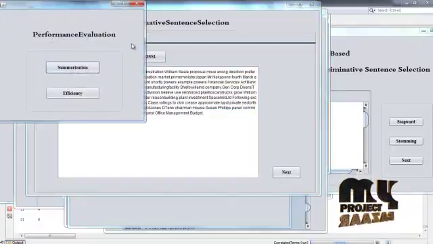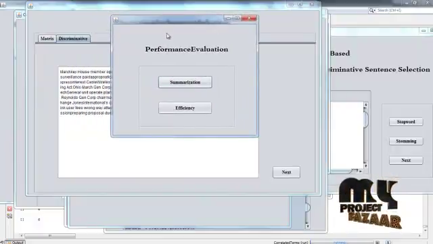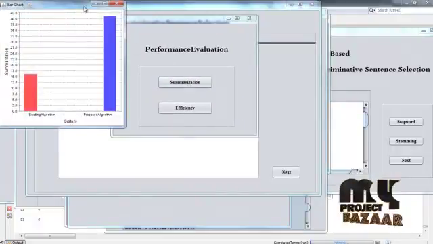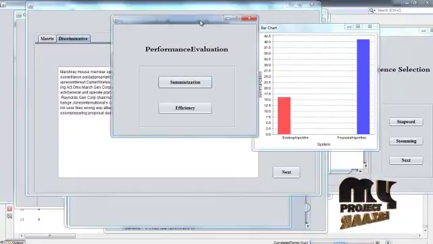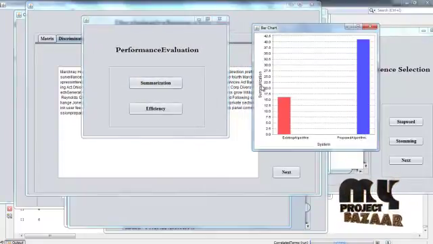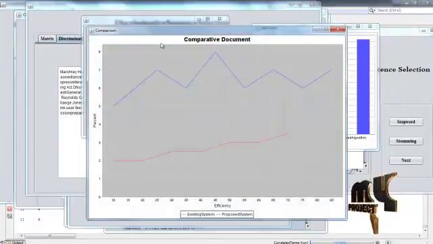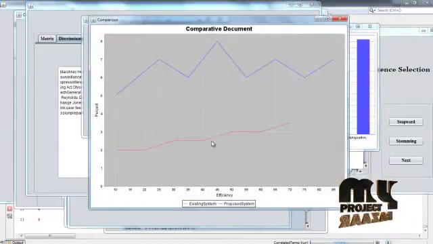summaries. Next is the comparison between the existing and proposed system. The first is the summarization for the existing and proposed system, how we obtain it. Next we are going to efficiency. The blue line represents the existing system.